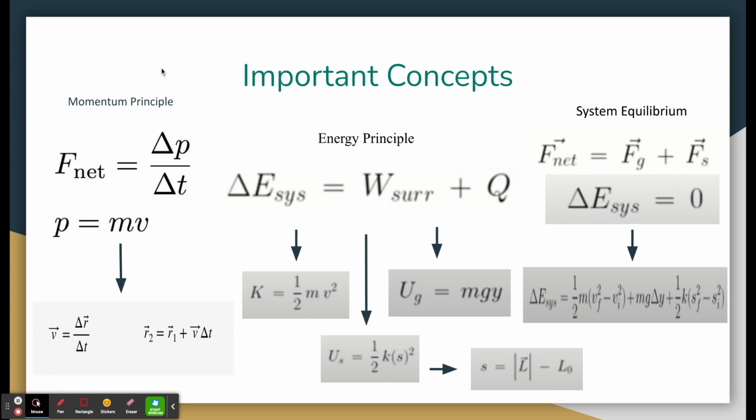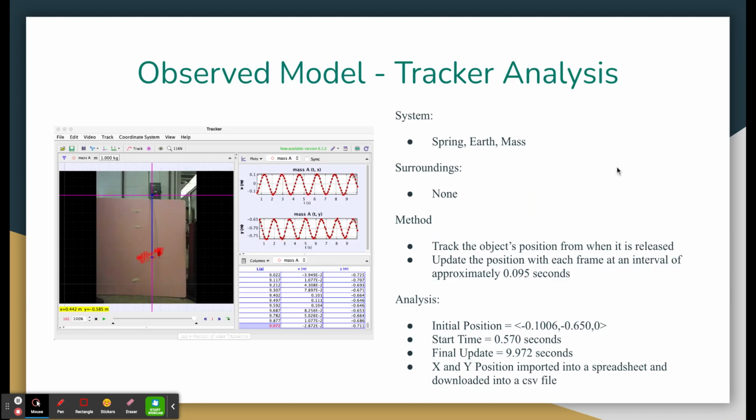Some important concepts are the momentum principle, which we'll use to update the velocity and the position of the spring, the energy principle, which we'll use to determine how much total energy is in the system, and the system equilibrium, which is whether there are any outside net forces, or any work being done to the surroundings. With this, we can determine our observed model.